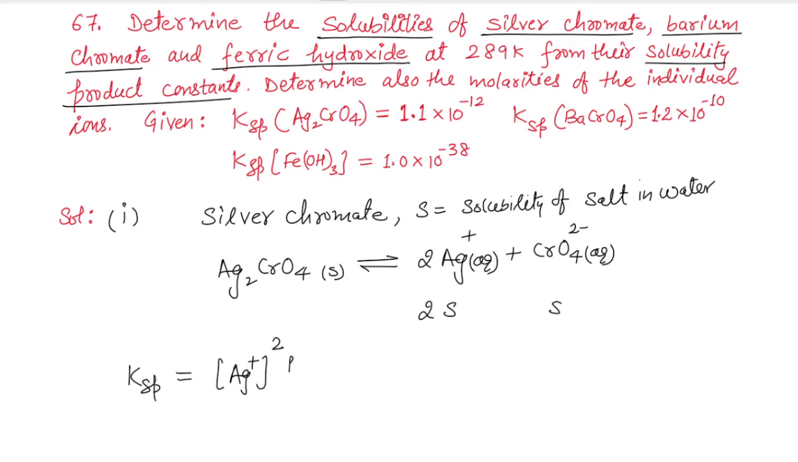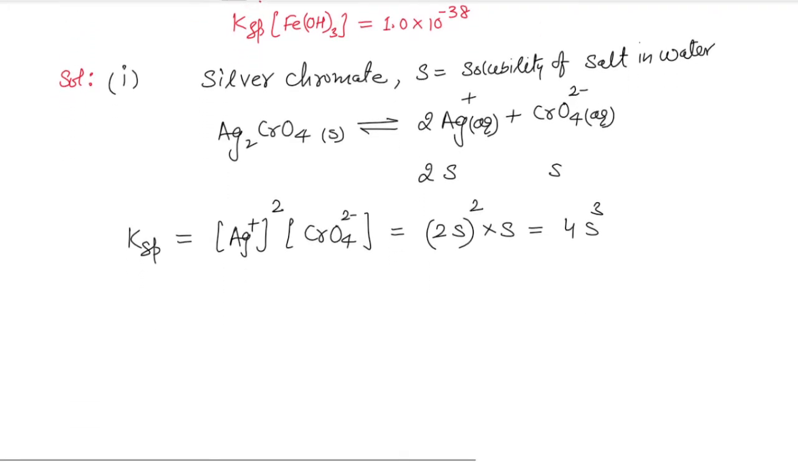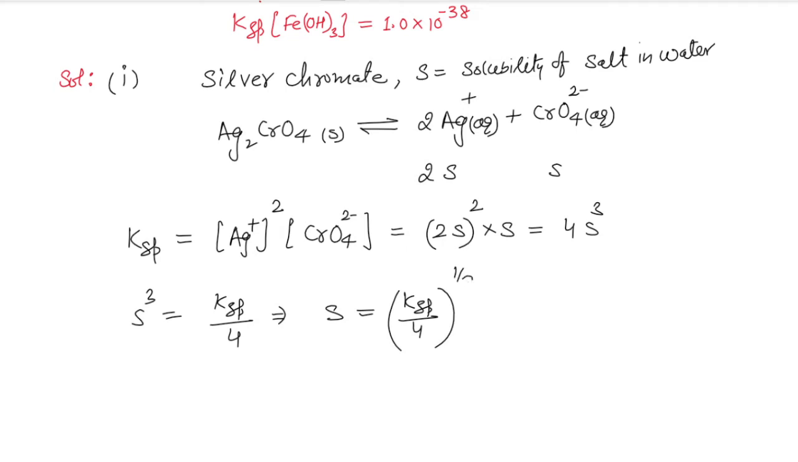Now to write the expression for Ksp, that is the solubility product, it is Ag plus ion concentration raised to power 2, CrO4 2 negative ion concentration raised to power 1. So Ag plus ions 2S raised to power 2 and S raised to power 1 means it is 4S cube. So S cube is Ksp over 4. That implies S is equal to Ksp over 4 raised to power 1 by 3.